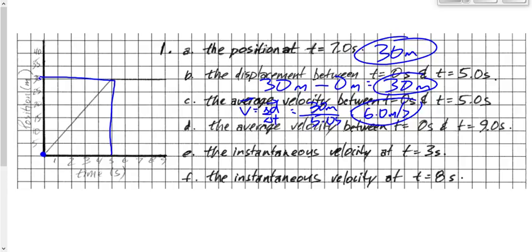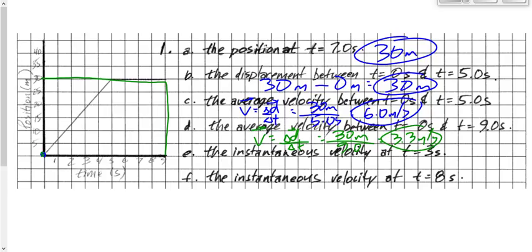Well, here's one. What's the average velocity between 0 and 9 seconds? Well, what's the displacement between 0 and 9 seconds? This is my initial position, 0. My final position is 30. So my displacement would be 30 meters. What's my time between 0 and 9 seconds? 9. So 30 divided by 9 is 3.33, I think, isn't it?